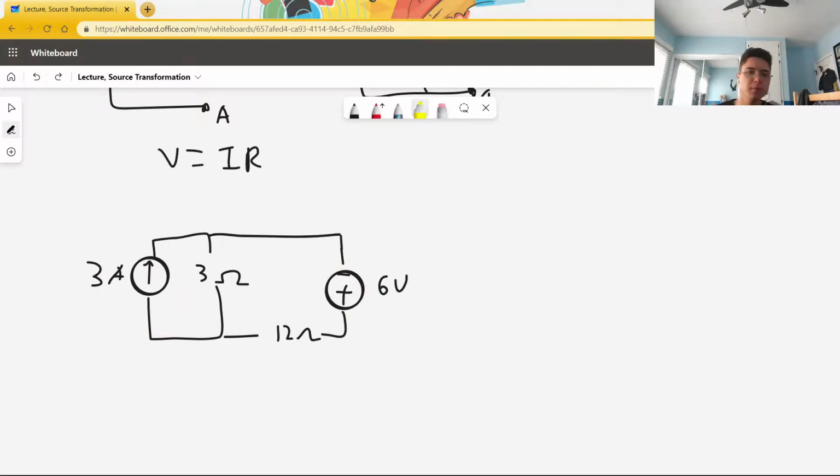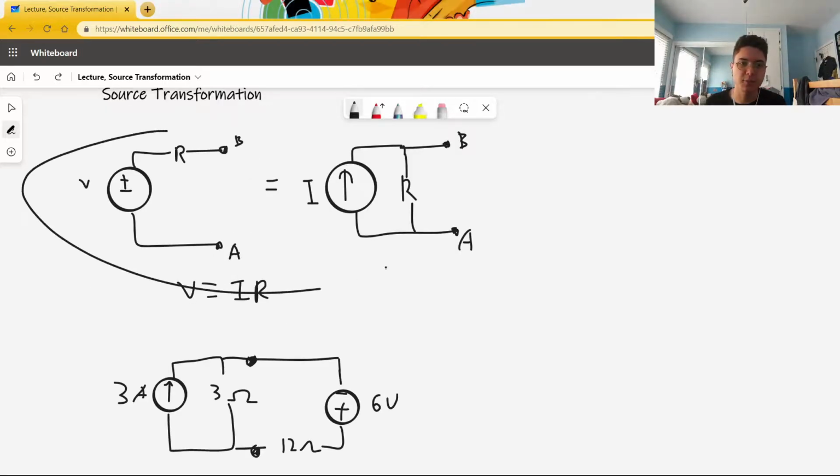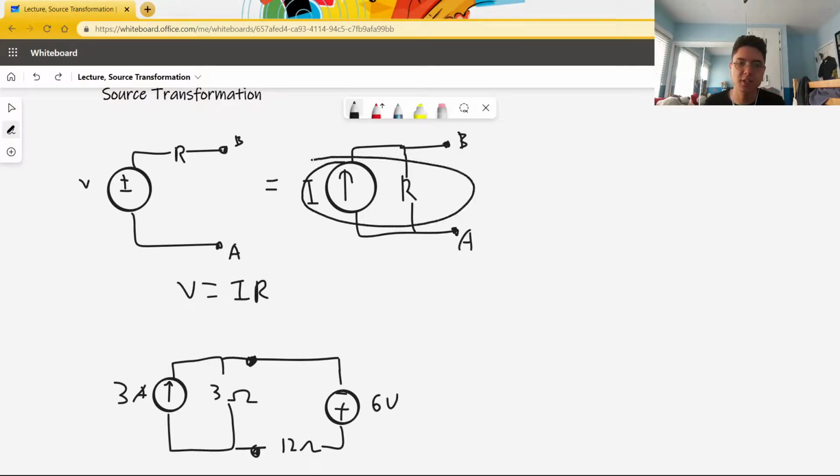For example, suppose we wanted to analyze the following circuit, which has a current source and a voltage source. We could probably use some kind of combination of KCL at this node and KVL in this loop, but instead, let's use source transformation to get rid of this current source and turn it into a voltage source. Observe from the diagram that we can perform the conversion if this current and resistor in parallel are the only things exiting point A and the only things entering point B.